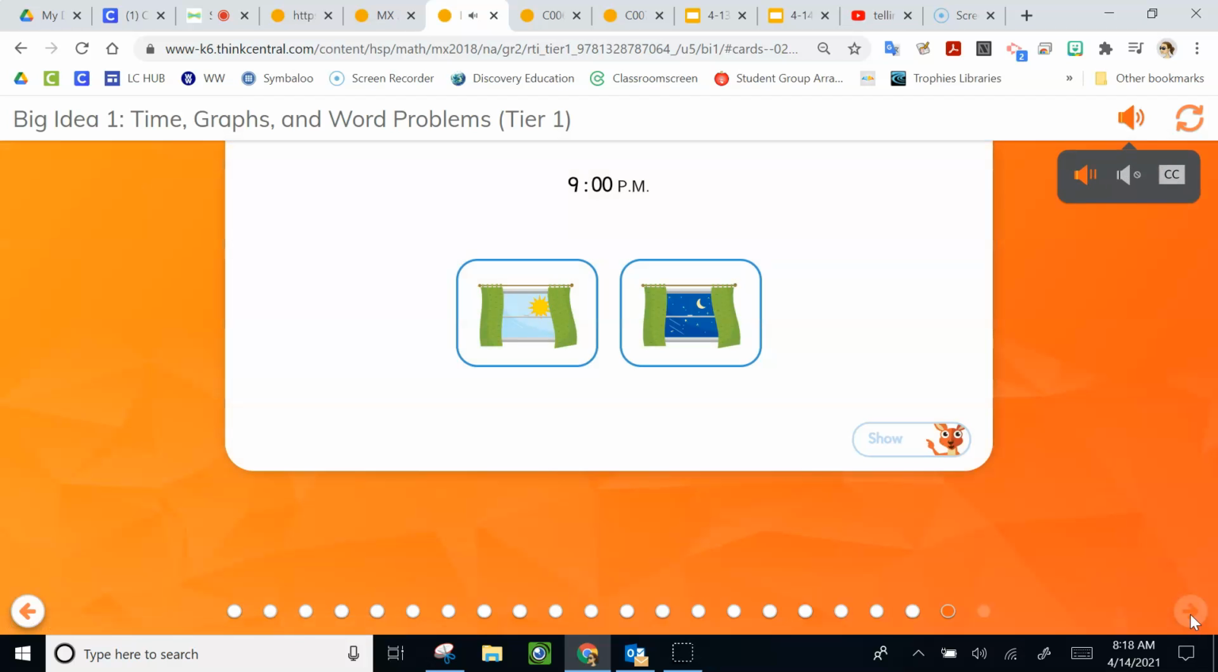Which picture shows a view from a window at 9 p.m.? Choose the answer. Then tap or click the button. 9 p.m. is 9 o'clock at night, so it would be dark outside.